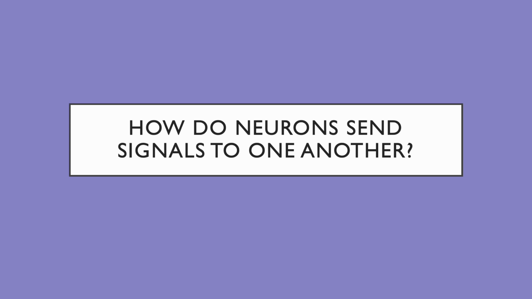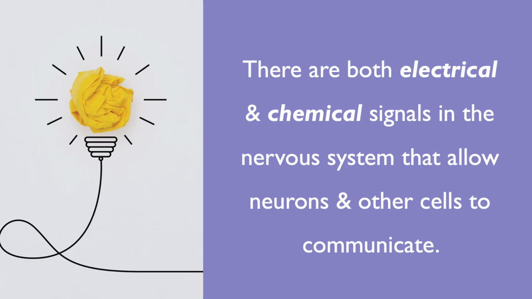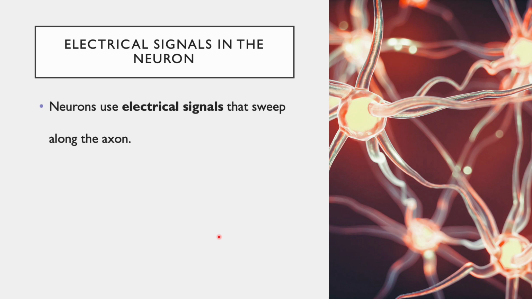So how do neurons send signals to one another? We know there are both electrical and chemical signals in the nervous system that allow neurons and other cells to communicate. But first, we're going to focus on electrical signals. Neurons use electrical signals that sweep along the axon. These are known as action potentials.